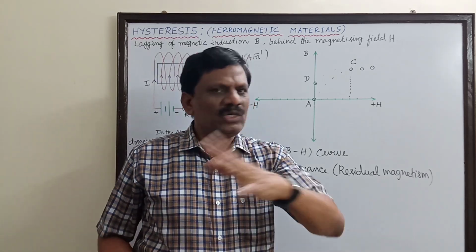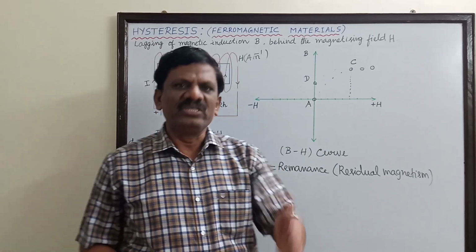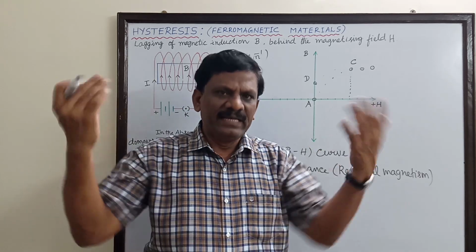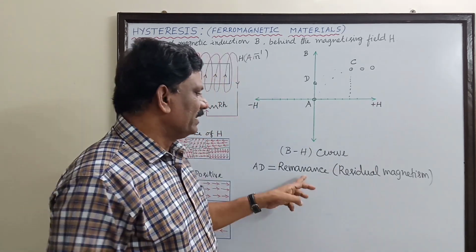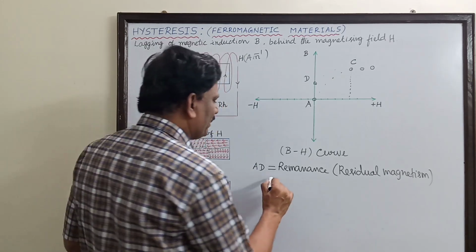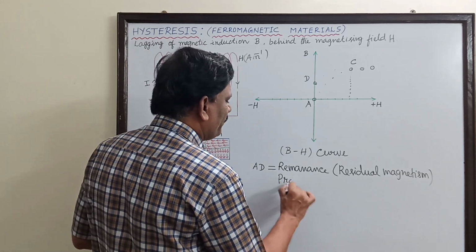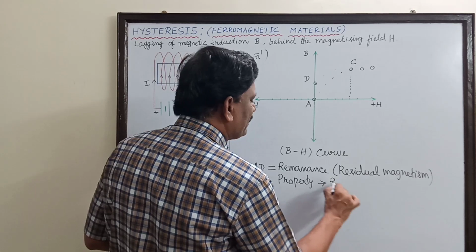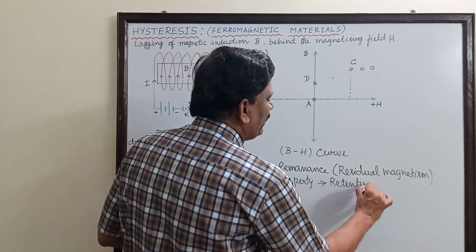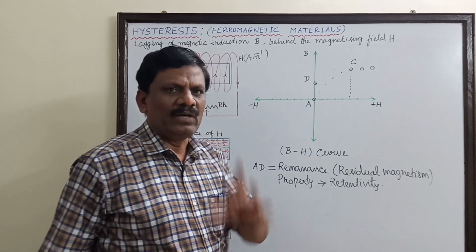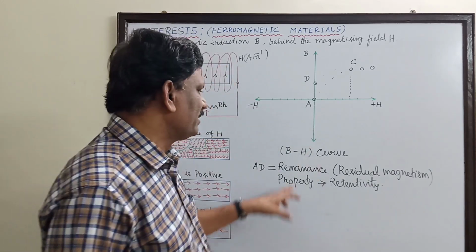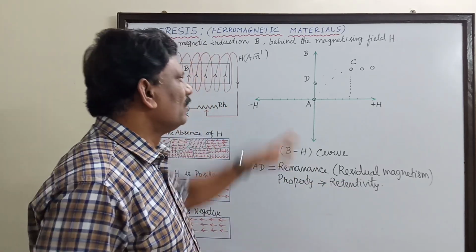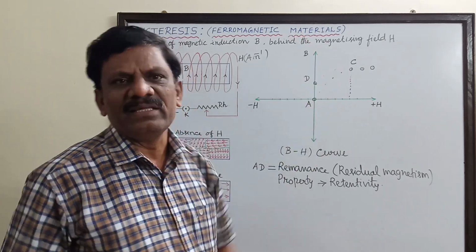And if you take different ferromagnetic substances like iron, steel, soft iron, according to their intrinsic properties, the remanence will be different. The property of the substance due to which it retains the magnetism is called retentivity, and the quantity remaining inside the material is called remanence. Both can sometimes be called the same. So this AD is the portion which is remaining inside.